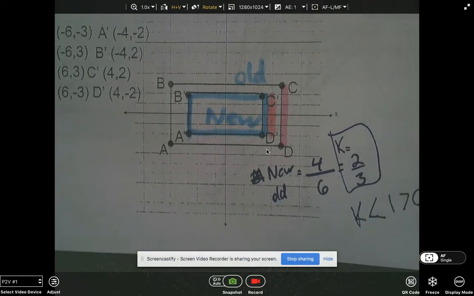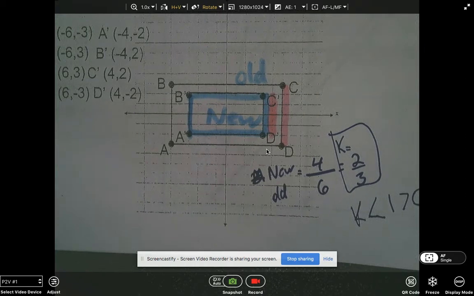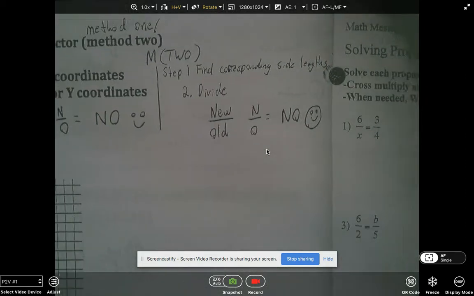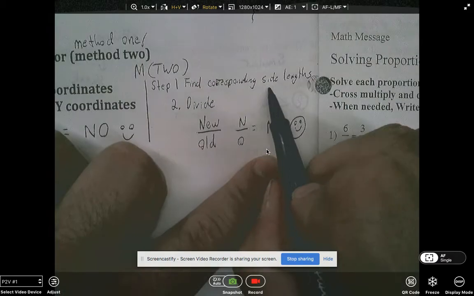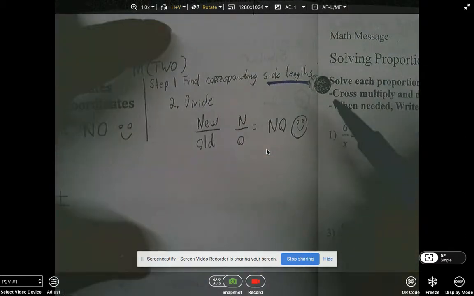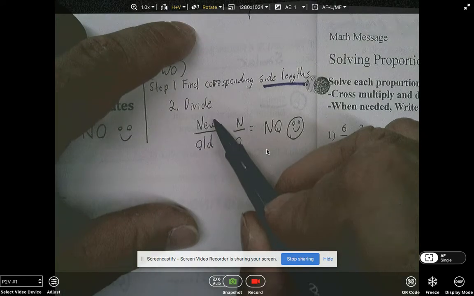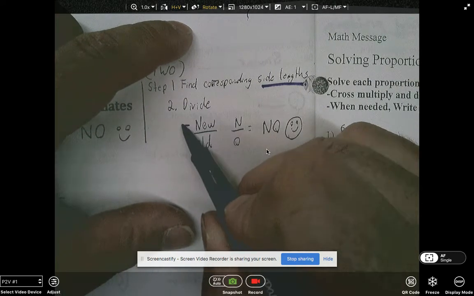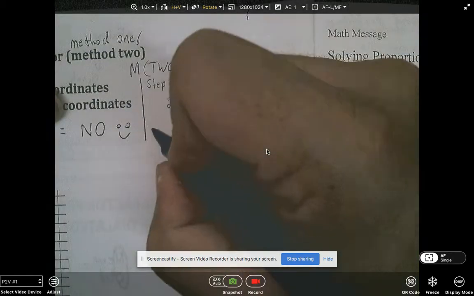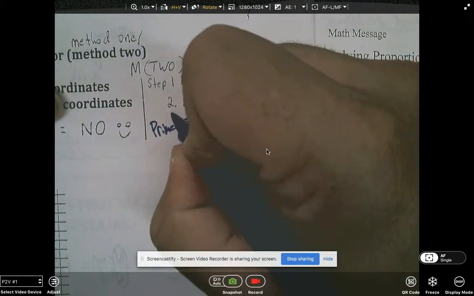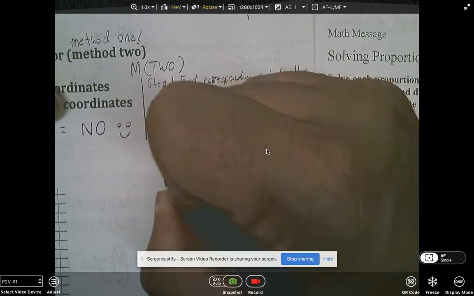Great. Hopefully this helps you find scale factor. Again, the key is, for now, we're not going to worry too much about the coordinates. Just look at the side lengths, count up those side lengths if it doesn't tell you, and take the new divided by the old. And just one more time, can someone tell me, how do you know which figure is new? Yeah, the prime apostrophe notation. That right there gives it away.